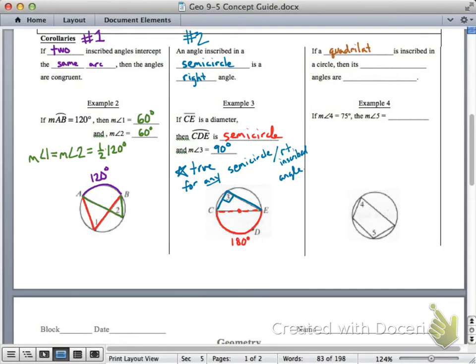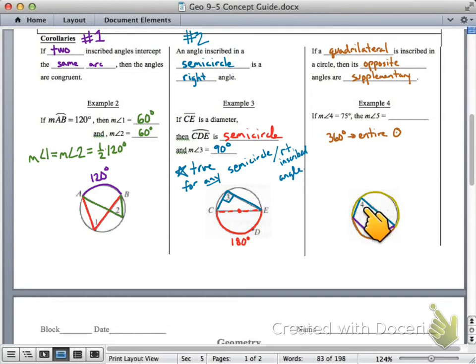Number 3, if a quadrilateral is inscribed, meaning each of the vertices is on the circle, then its opposite angles are supplementary. Well, think about this for a second. If 360 degrees is the arc measure of an entire circle, then angle 4 intercepts this arc. Angle 5 intercepts this arc.